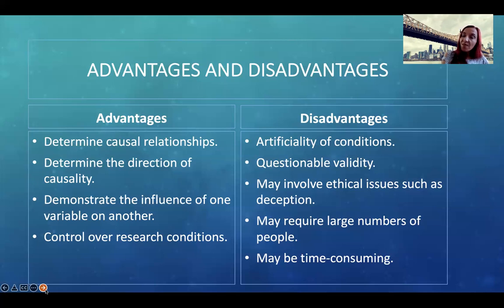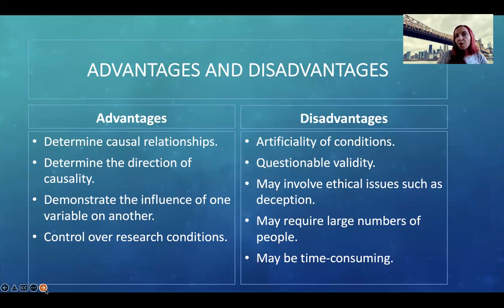What are some disadvantages of this research method? So the first one is that the conditions are artificial, especially if we look at the Solomon design, and then the design where you have pre-test and post-test, and then you expose people to certain conditions. It really doesn't happen like that in the real world. So we cannot really create 100% natural conditions when we're conducting an experiment.